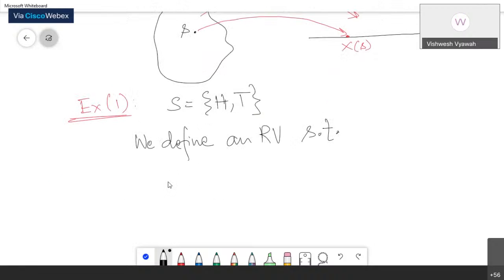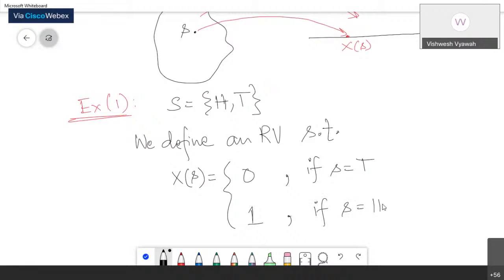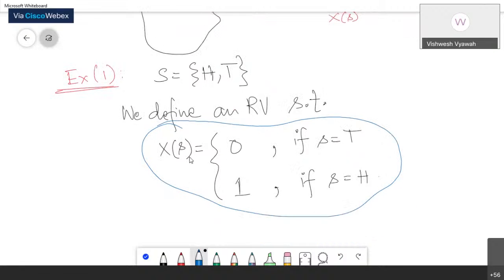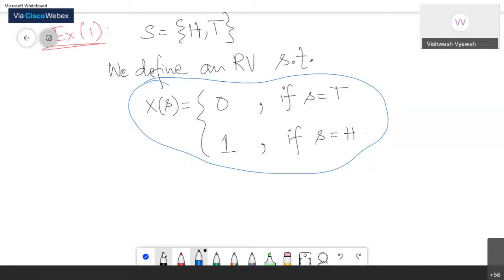So I define it such that X of s is equal to 0 if s is equal to tails and it is equal to 1 if s is equal to heads. Very simple definition I have given. What does it tell me? It tells me that if my s, which is an outcome of the sample space, is T, give me the output as 0. If it is H, give me the output as 1. So in other words, X of T is 0, X of H is 1.